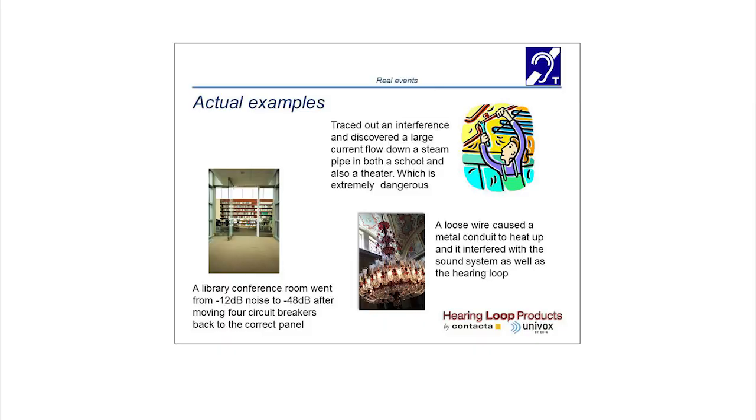We had another one where we traced out the interference and discovered that the power feeding a building at a college was actually returning down a steam pipe between 2 buildings. I would not want to have been the electrician to cut that steam pipe because I probably would not have been here today. The other one was that we found a loose wire nut or connection on a chandelier, and that loose connection was touching the conduit, and actually the conduit returning all the power from that chandelier is about 15 feet away, and it was very hot.